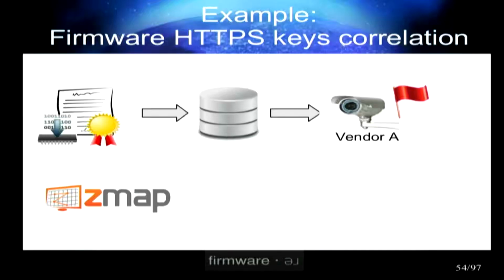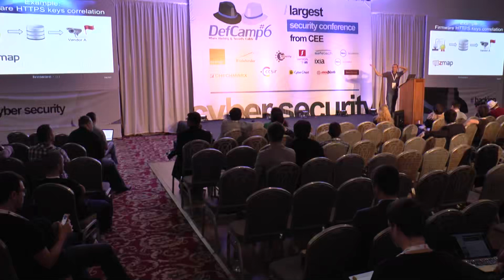Then we use the ZMap results. Does somebody know ZMap? Basically, ZMap is kind of a super powered Nmap in a way that it is able to scan. If you have a 10 gigabit internet connection, it's able to scan the IPv4 space in like 1 hour. So it's really fast internet scanning. So if you want to scan for HTTPS certificates, you just start it. In 45 minutes, you have all the HTTPS certificates from IPv4 addresses.